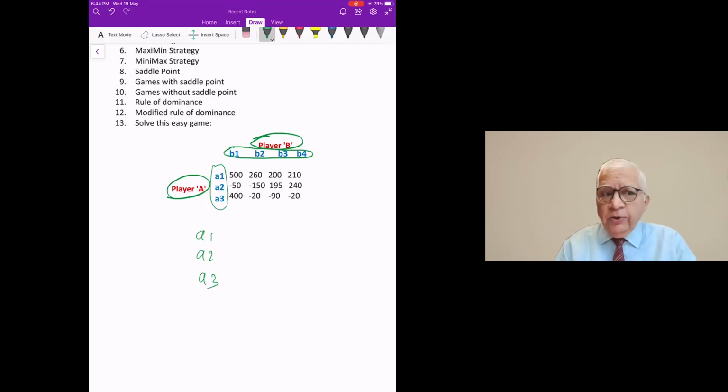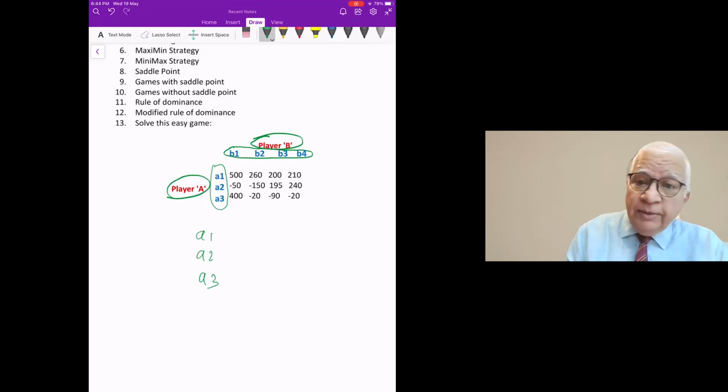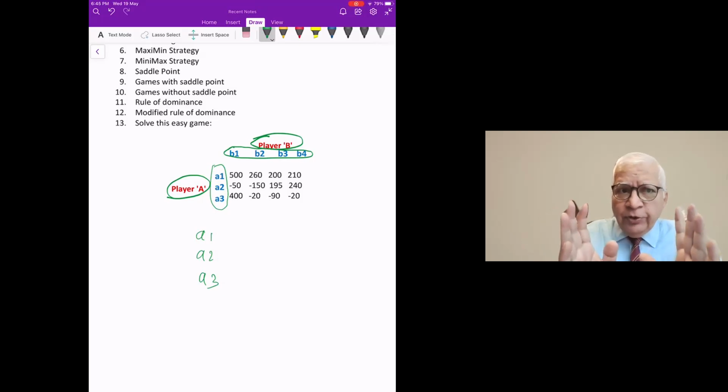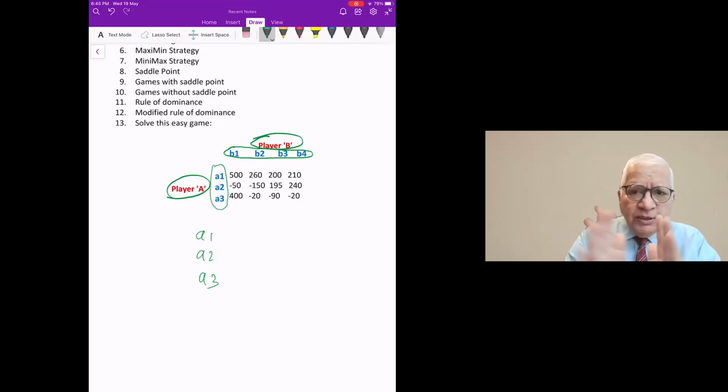Now what we are talking about is how games are played in a complex situation. Like, let's consider a duopolistic situation. Two-player games are very important in the sense they are the simplest form of games in game theory. It's possible to study it to a great extent by studying what the saddle points are, what the rule of dominance is, what the modified rule of dominance is, etc. We'll go through all of that.